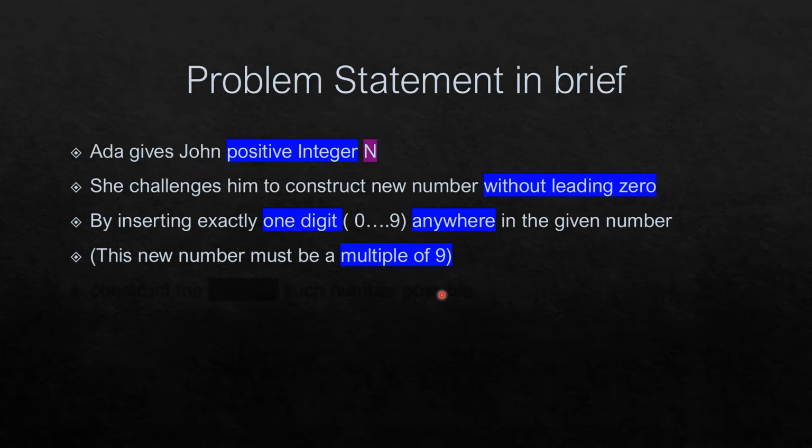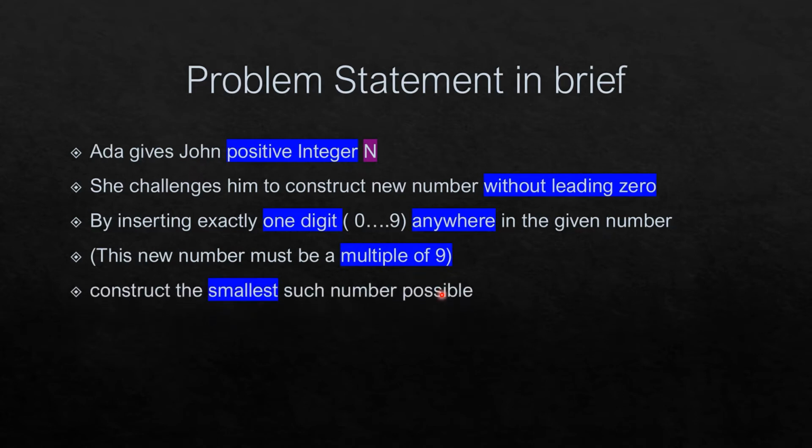Now you may have more than one possibility, so from those possibilities you have to construct the smallest such number. I mean, you have to find the smallest such number, and that is your output. So that is the problem statement.